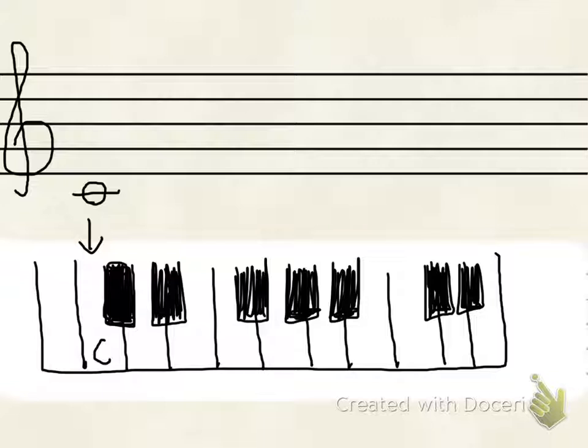The next half step is going to be from that black key to the next white key, and that next white key is going to be D. So we have a half step to this key, a whole step to this key.